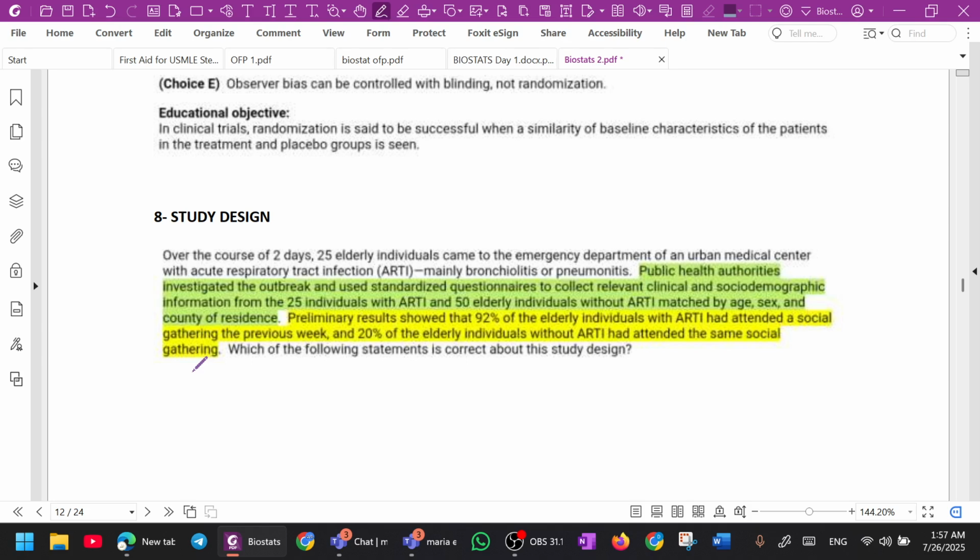Public health authorities investigated the outbreak and used a standardized questionnaire to collect relevant clinical and socio-demographic information from the 25 individuals with acute respiratory tract infection and 50 elderly individuals without acute respiratory tract infection, matched by age, sex, and country of residence. Preliminary results showed that 92% of the elderly individuals with acute respiratory tract infection had attended a social gathering within the previous week. 20% of the elderly individuals without acute respiratory tract infection had attended the same social gathering. Which of the following statements is correct about the study design?